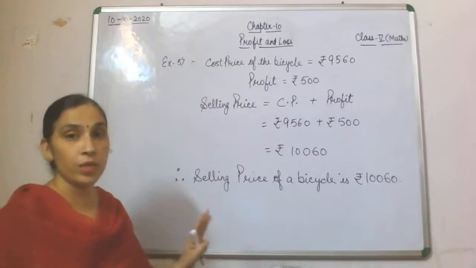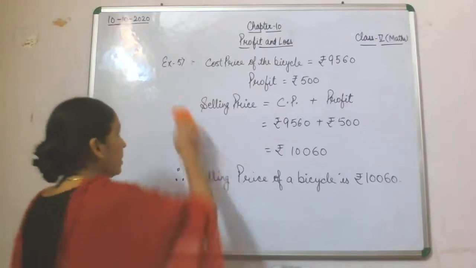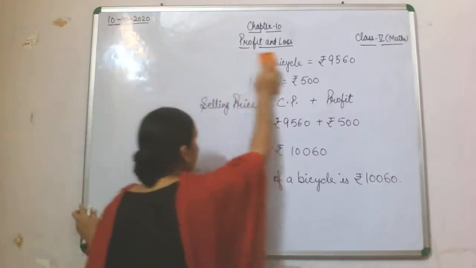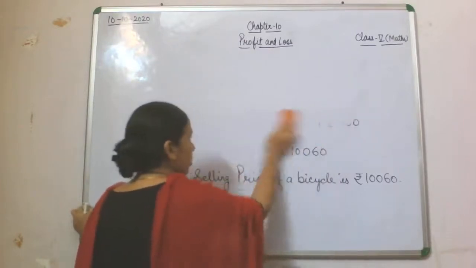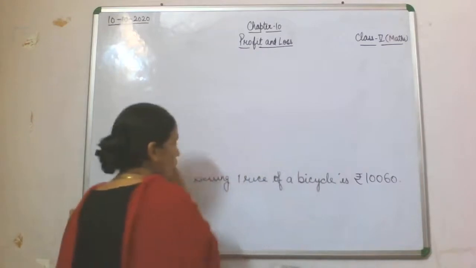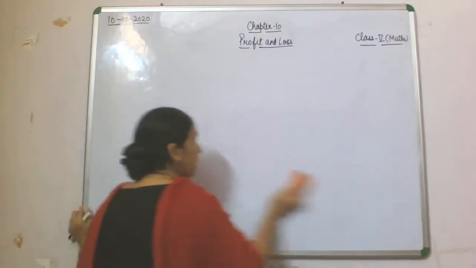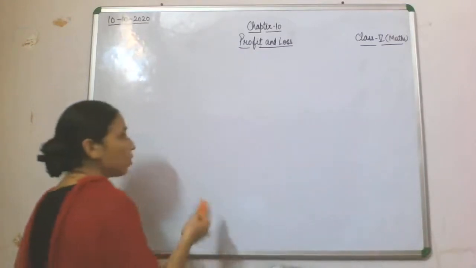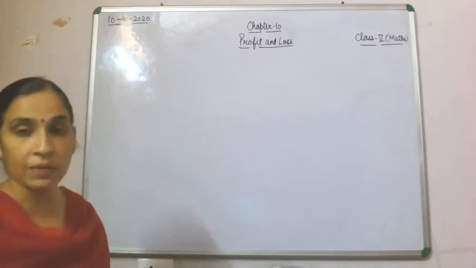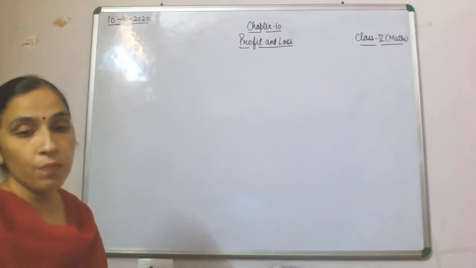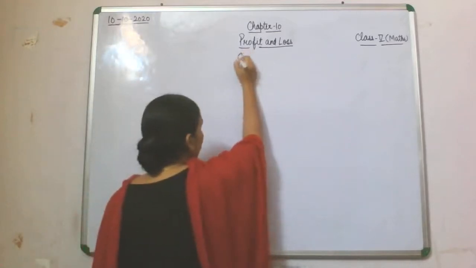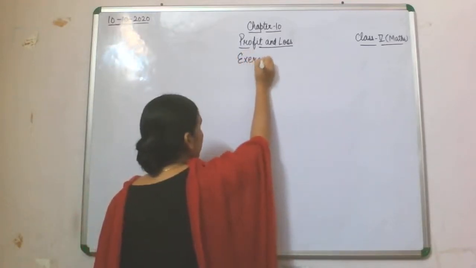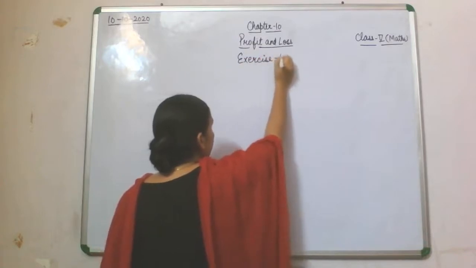Today we are doing how to find selling price with a cost price and profit, and the next is cost price with loss. So what formula we are going to use, that we have seen. So now today we will do question number 3 of exercise 10.1.